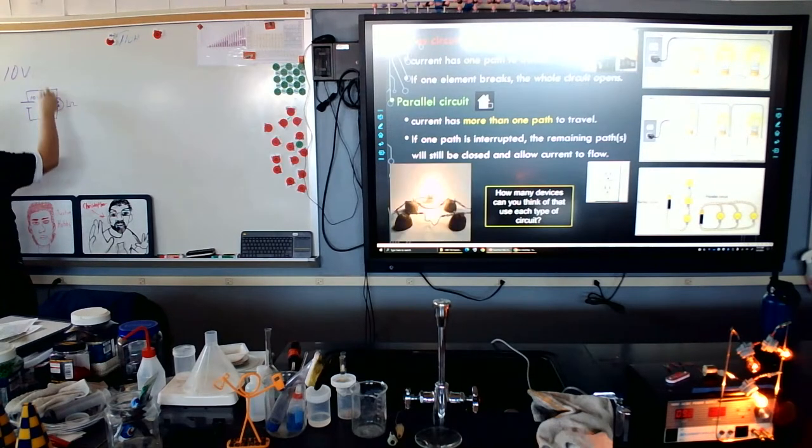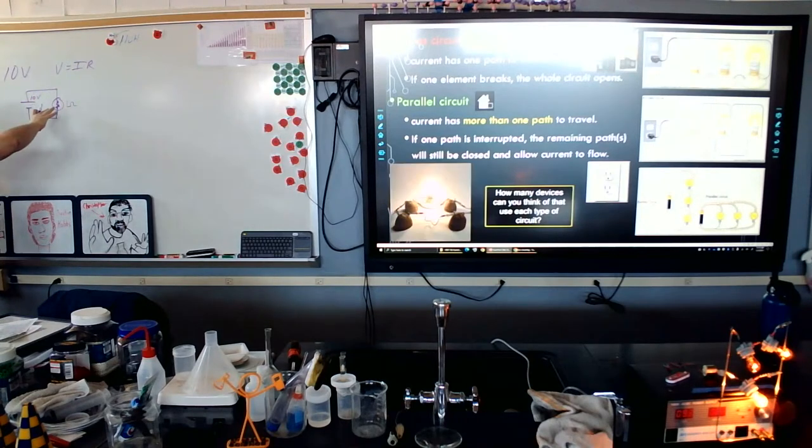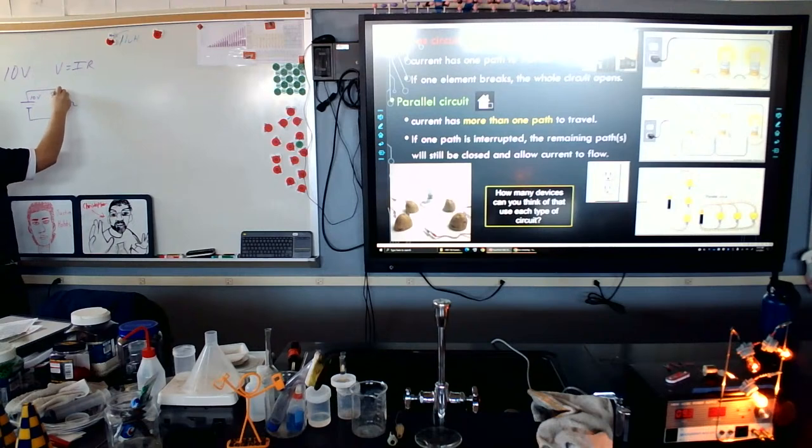So 10 volts, V equals IR. Can you see this back there, please? Okay. So V equals IR, 10 volts, 1 ohm. The current that travels through is how much current?